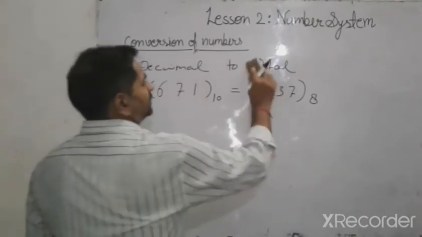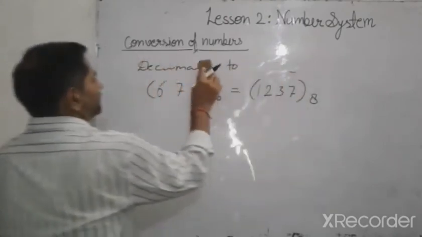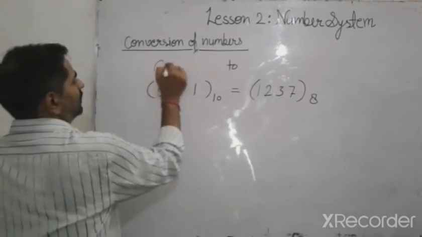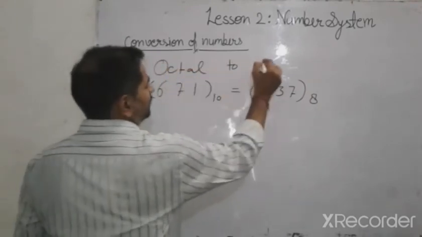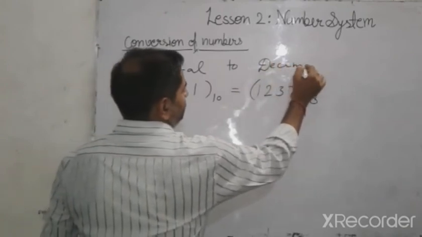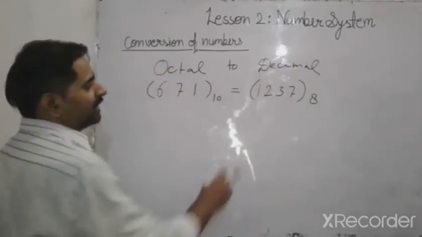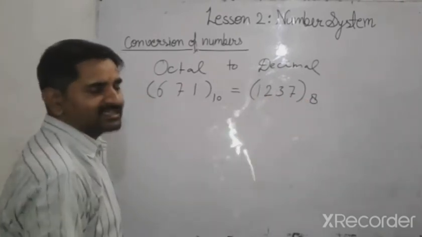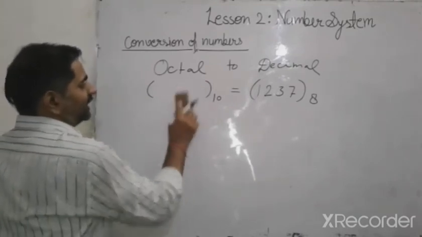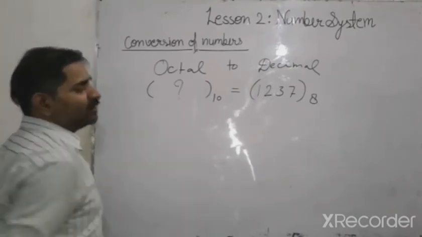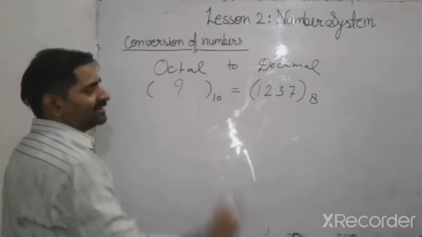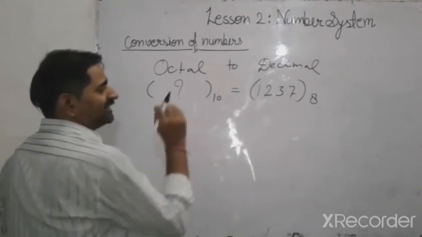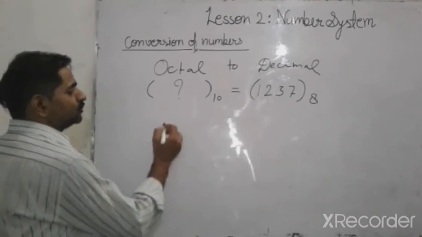For this, we convert the octal value to its decimal form, which is called octal to decimal conversion. So assume you have 1237 with the base 8. It means 1237 is in octal form, and you have to find out the value with the base 10, meaning decimal. So this conversion is known as octal to decimal. So see how you can calculate.